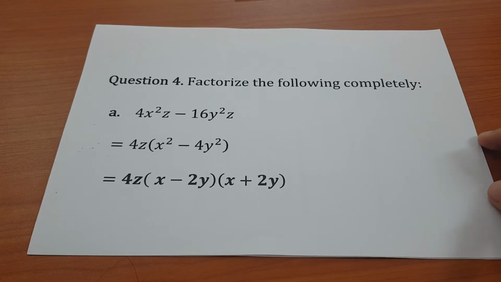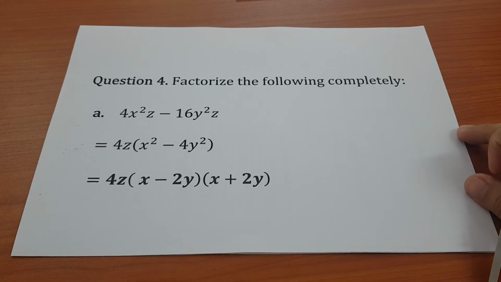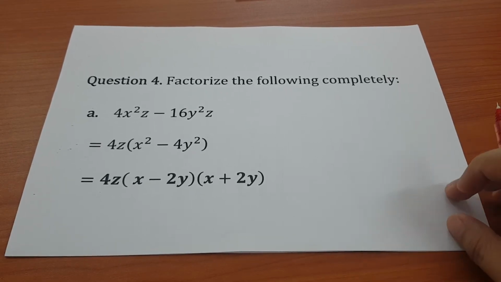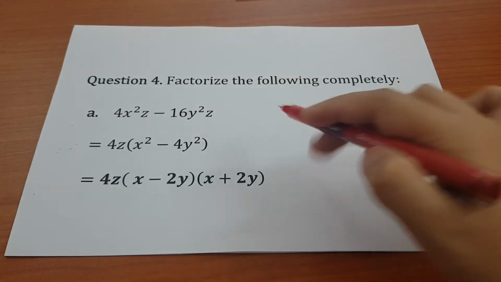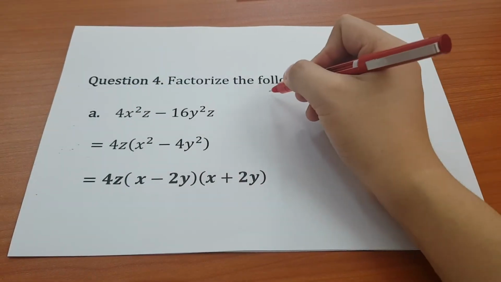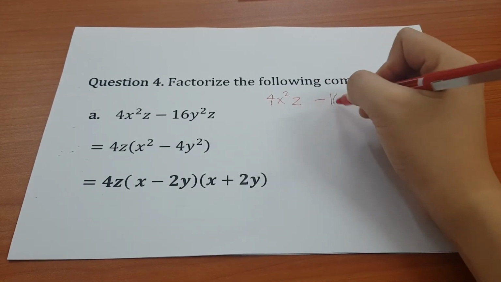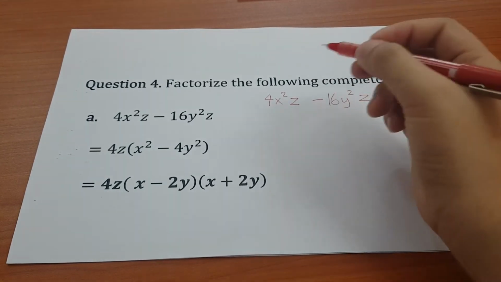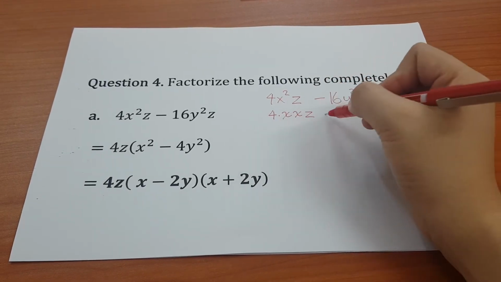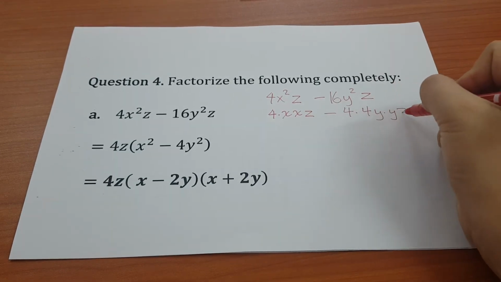Okay, so we are now in the last question. How to factorize. Remember, the question is to factorize the following expressions completely. So first, we have to check maybe there is a common factor between this part and this part. So if we observe here, we can write 4x squared z as 4xxz, and 16y squared z as 16, which is also 4yyz.